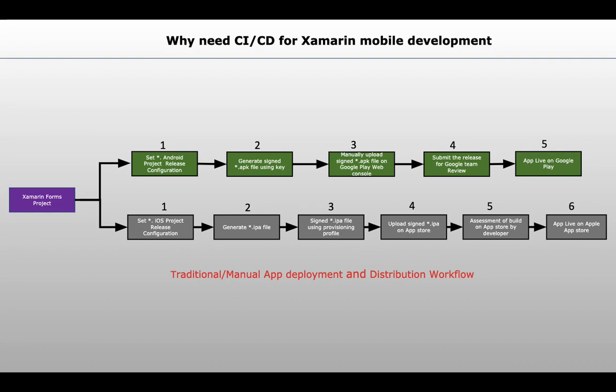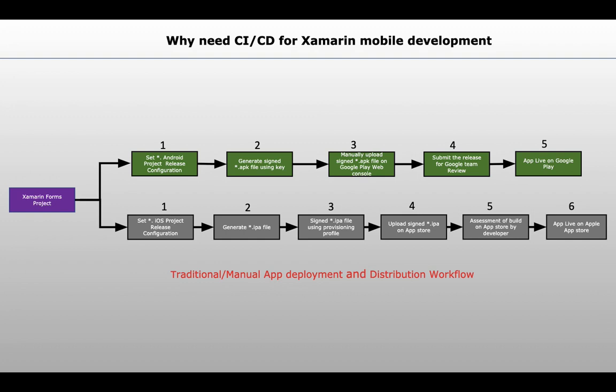Once you have signed your APK with the signing key or upload key, then you need to manually upload your build, the signed APK, to the Google Play Store with your Google Play developer account. Then you submit it for review to the Google Play team. Once they review it and allow you to publish your app, your app will be live within 24 hours. So these are the five steps.